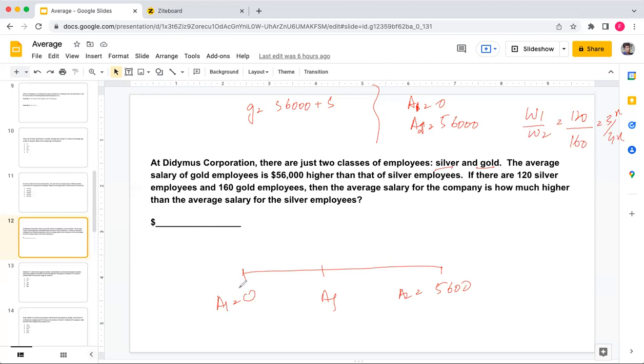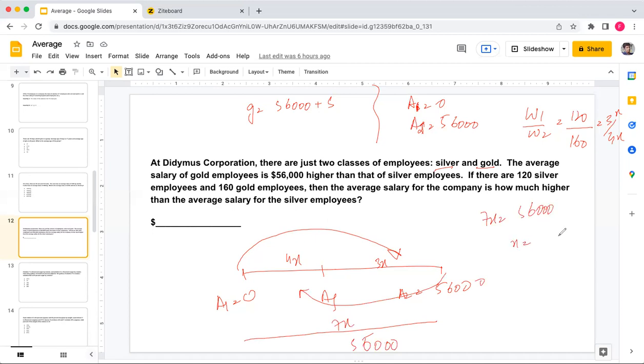Now, if this is A1, for opposite, what will that be? That will be 3x. And if this is A2, opposite will be what? Opposite will be 4x. You can also think this way. So what is this? This is total 56,000. And what is this? This is 4x plus 3x, 7x. So 7x is equal to 56,000, and x is equal to 8,000.